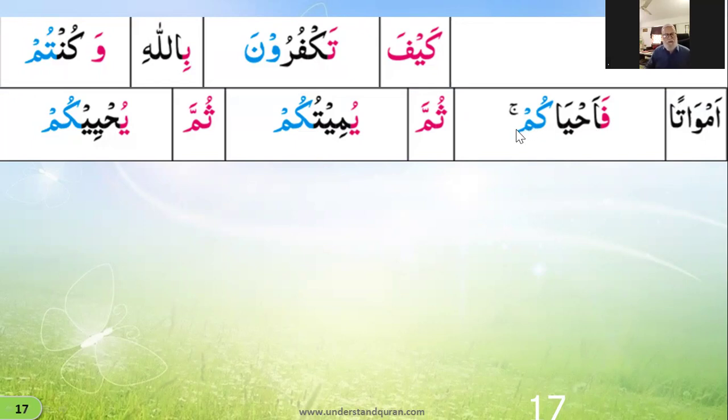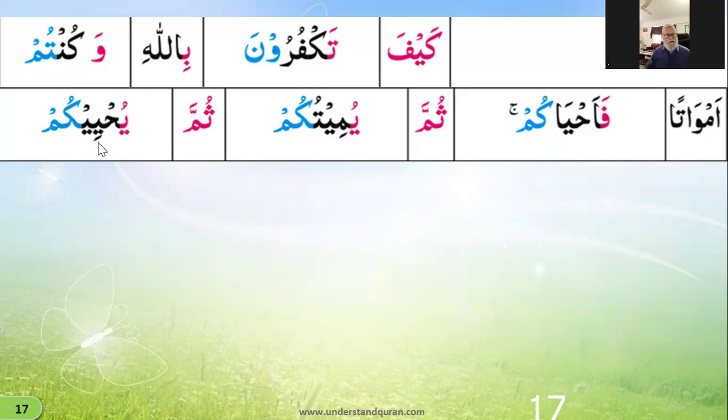Kum is a zamir ism. Ahya is a word we will see. Summa is a harf. Yumitukum. Kum is a zamir, remove it. Yumitu is a mudari. Yumitu. Okay. Summa is a harf. Yuhikum. Kum is a zamir.